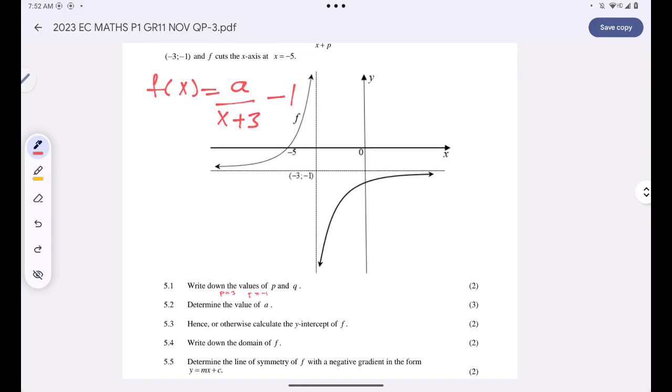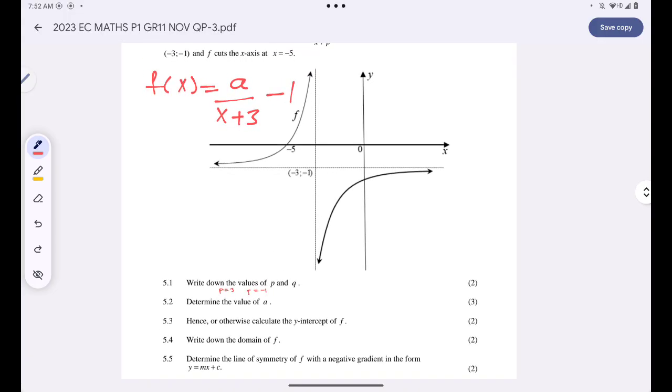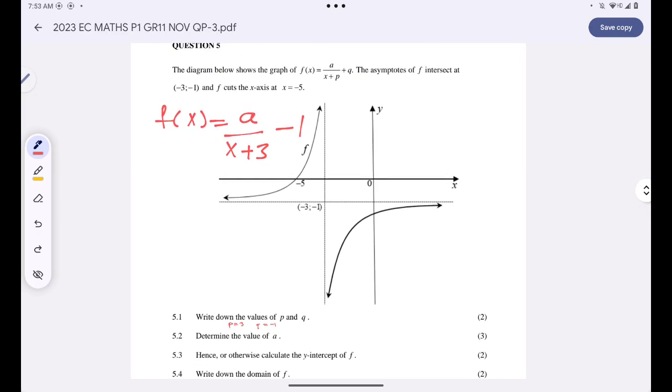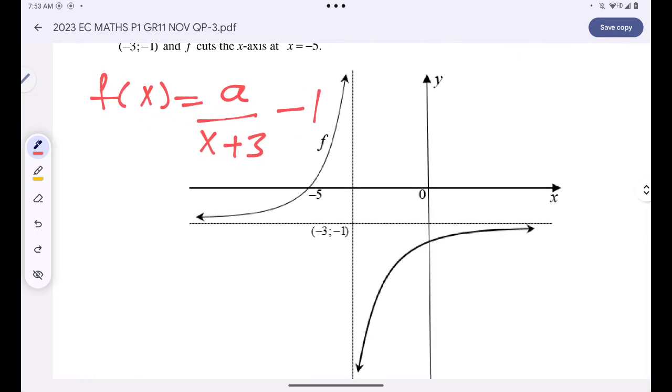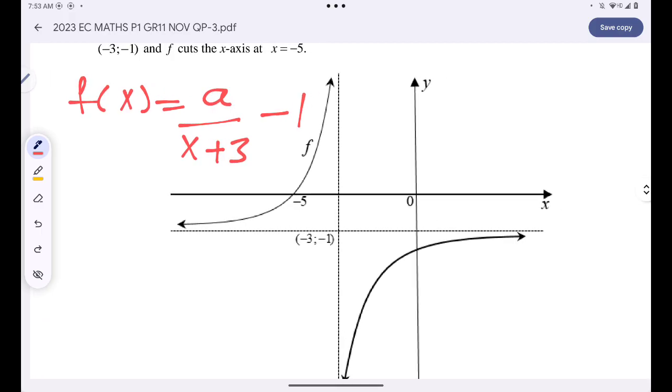Are we together? Okay, now they want us to determine the value of a. What are we given? We are given the x-intercept over there, which is equal to -5. Basically they are telling us that if we have our equation over here, x is equal to -5 when y is 0. So we just need to solve for a, right?